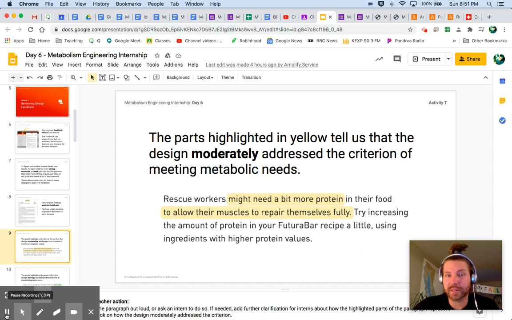All right, so the first part that's highlighted here is: rescue workers might need a bit more protein in their food to allow their muscles to repair themselves fully. Try increasing the amount of protein in your Futura bar recipe a little, using ingredients with higher protein values. Now, considering protein, what is Amina telling us here? Some of you might say it's pretty clear: it needs a little more protein. So we have an okay amount of protein. She's not saying, whoa, where's all your protein? She says they might need a bit more. So we do want to address this when we make our final design.